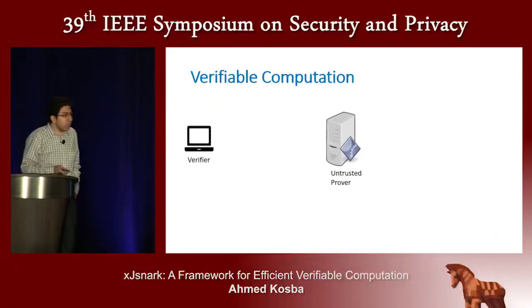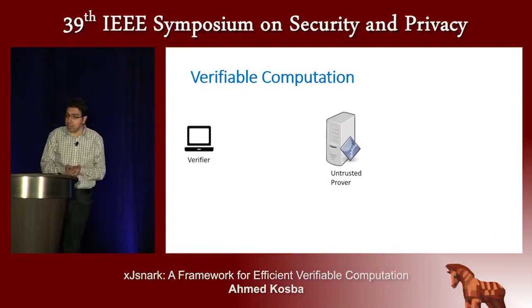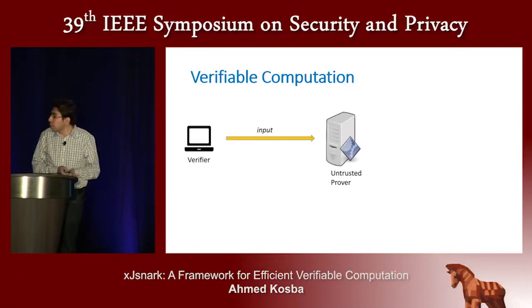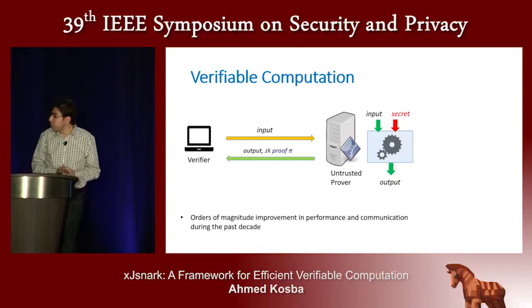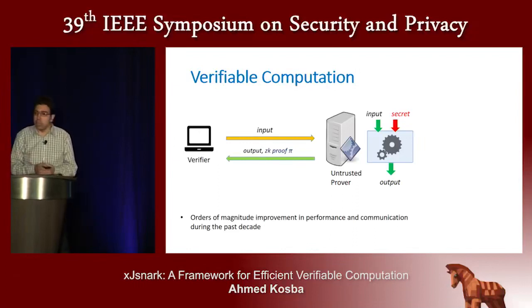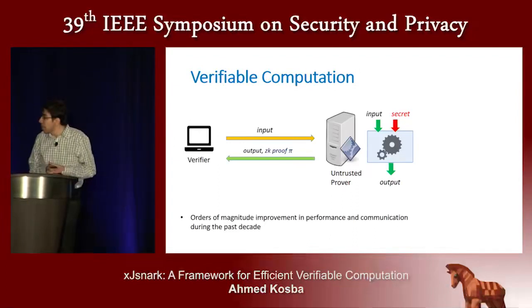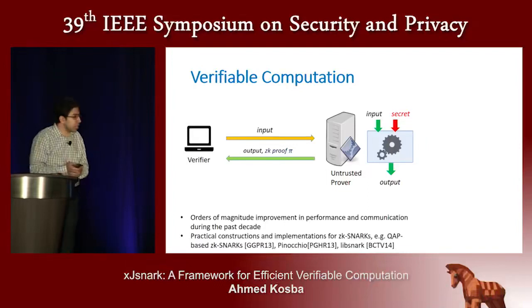So we have the same setting of verifiable computation in this talk, where a client outsources the computation to some untrusted party, and this untrusted party is supposed to evaluate or run the computation along with some secret input, and return the results back along with the proof to the verifier. And thankfully, during the past decade, there have been orders of magnitude improvements in all aspects of performance. And we now have efficient constructions and implementations for what's called xJsnarks, which enabled us to get very short proofs and minimal verification times under certain assumptions.